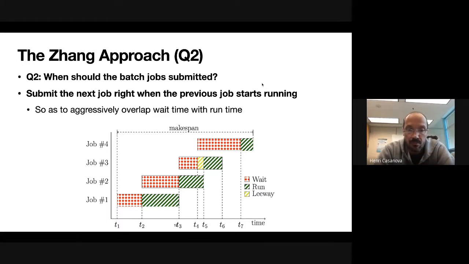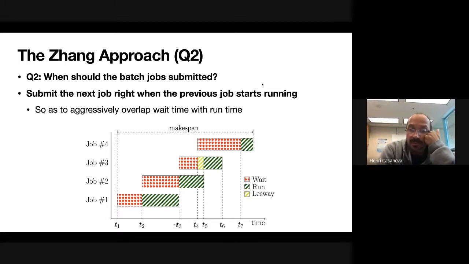And that's job 2. Job 2 is submitted right when job 1 begins execution. And those first 2 jobs are the perfect case where the wait time of job 2 is exactly the runtime of job 1, which of course never happens, but that's what we would like to have. And that way we have perfect overlap of runtime and wait time. Right? But of course, there are 2 other situations.